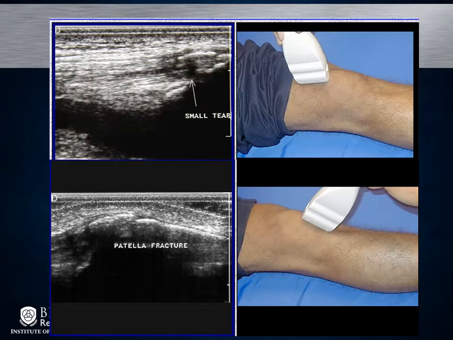So you can look here and see there's a little tear of the patella tendon. It shows fracture. The ultrasound doesn't penetrate through the bone, so if I'm doing an ultrasound over the patella, I can see the patella, but I can't see anything underneath it. So that's one of the weaknesses of it. You can't see anything on the other side of a bone.